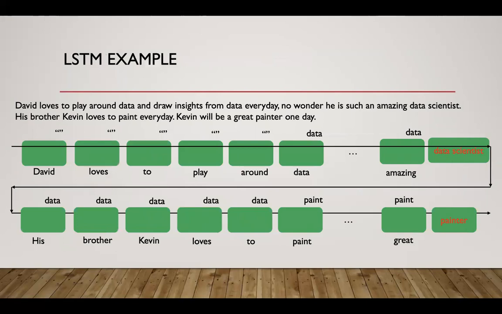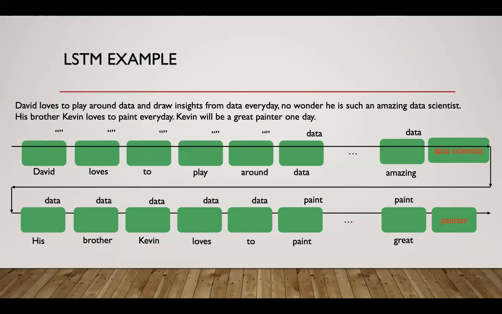Okay, so here we're going to go over how LSTM stores and updates keywords through an example sentence that has long dependencies. David loves to play around with data and draw insights from data every day. No wonder he's such an amazing data scientist. His brother Kevin loves to paint every day. Kevin will be a great painter one day. So here we have 2 clearly separate sentences.